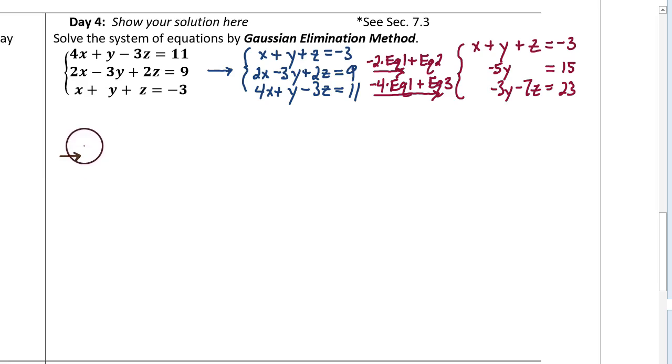just for the practice of doing it. The next step in Gaussian elimination is to make this term here have a leading coefficient of 1. That can be accomplished by dividing by -5. So here's what the system would look like. X plus y plus z is equal to -3, and our second equation is going to transform. If we divide by -5 on both sides, it will become y equals -3. And here's the third equation.